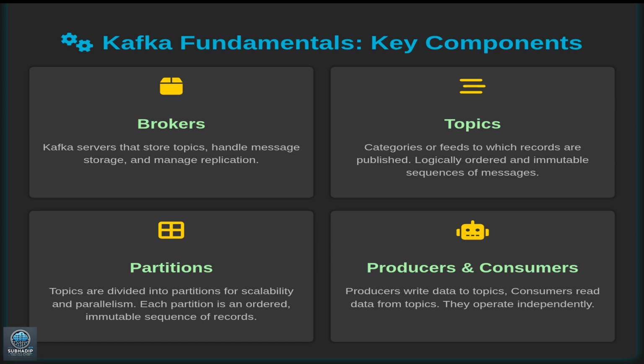We have brokers, which are the Kafka servers responsible for storing topics and managing replication. Topics are categories or feeds where records are published, forming logically ordered sequences of messages. For scalability, topics are divided into partitions, each an immutable sequence of records. Finally, producers write data to topics, and consumers read data from them, operating completely independently.